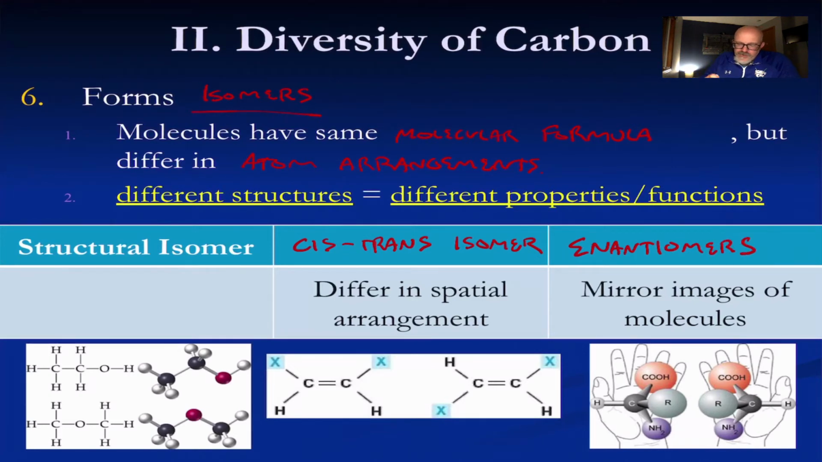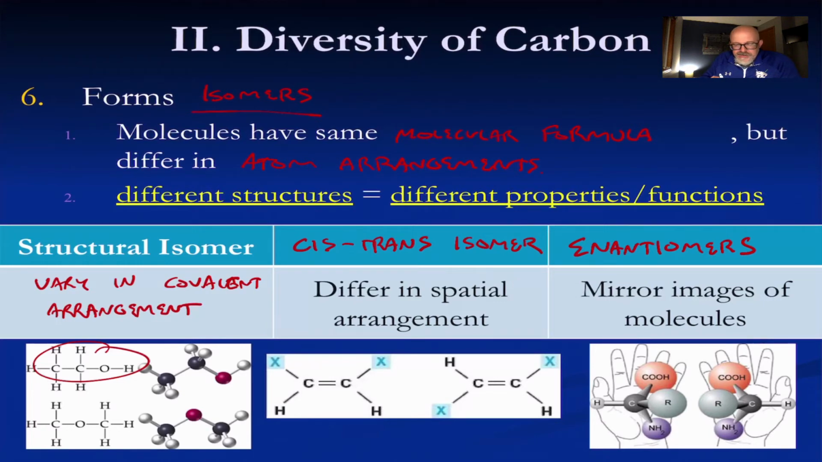All right. When you look at the different things here, structural isomers, if you look at the two differences here, the formula for this one and this one is exactly the same, but they vary in the arrangement of the covalent bonds.